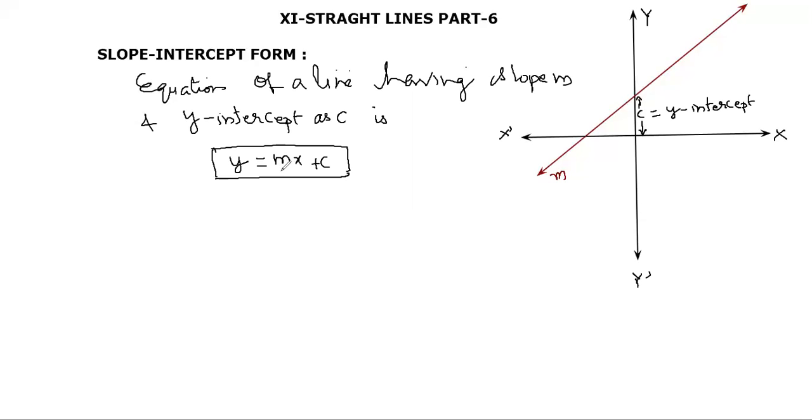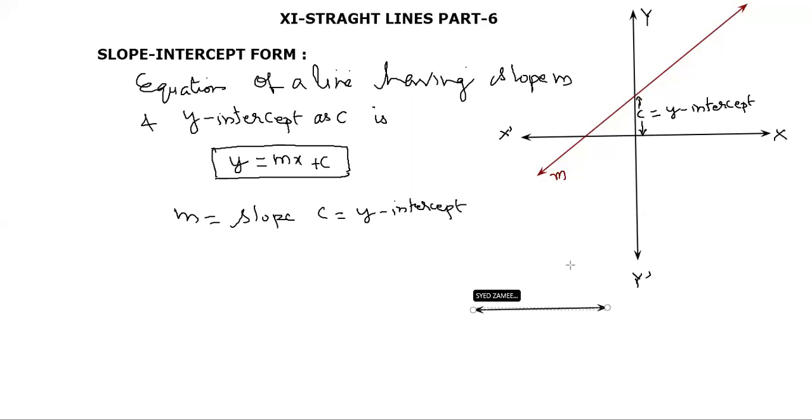But if x-intercept is given, there is a formula for only x-intercept. Instead of y-intercept, if x-intercept and slope is given, here m is the slope and c is y-intercept. Okay. If x-intercept is given, means y-intercept is not given, only x-intercept is given.